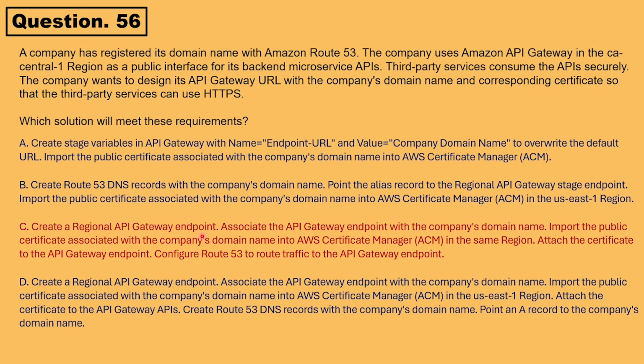Create a regional API gateway endpoint. Associate the API gateway endpoint with the company's domain name. Import the public certificate associated with the company's domain name into the AWS Certificate Manager, that is ACM, in the same region. Attach the certificate to the API gateway endpoint. Configure Route 53 to route traffic to the API gateway endpoint. This is because for an API gateway regional custom domain name, you must request or import certificate in the same region as your API. So option C is correct.